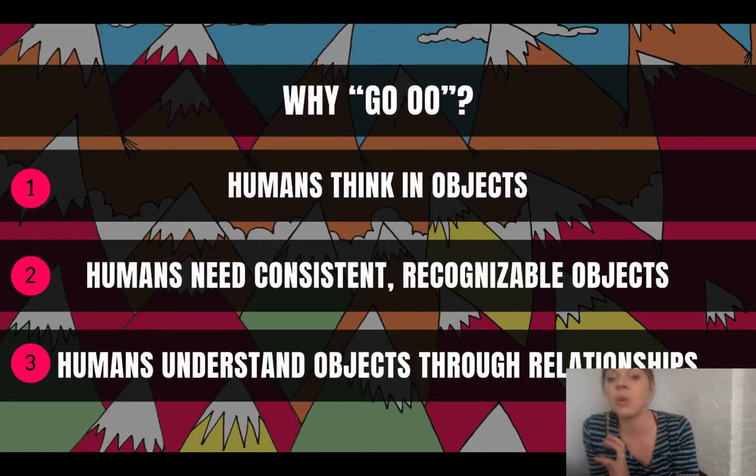So why do this? Why go OO? Because humans think in objects, and we're gonna talk a lot about the psychology behind this. I'm gonna really convince you that this is true, that humans do think in objects. It's the basic building blocks of thought. And to create understanding, we need consistent and recognizable objects, which is pretty obvious. And of course, we need to be clear on the relationships between the objects to gain a full understanding of that context that the objects are in.